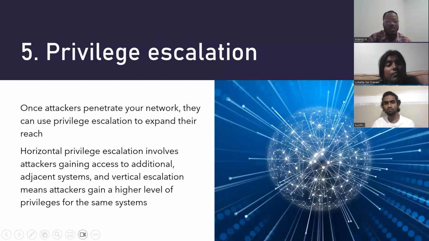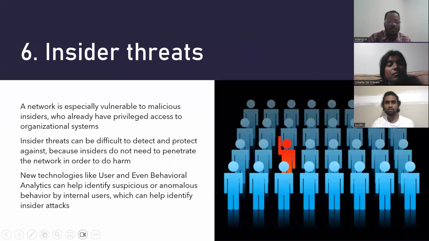And then the last one is privilege escalation. Once an attacker penetrates your network, they can use privilege escalation to expand their reach. Horizontal privilege escalation involves attackers gaining access to additional or adjacent systems, and vertical escalation means an attacker can gain a higher level of privilege for the same systems.